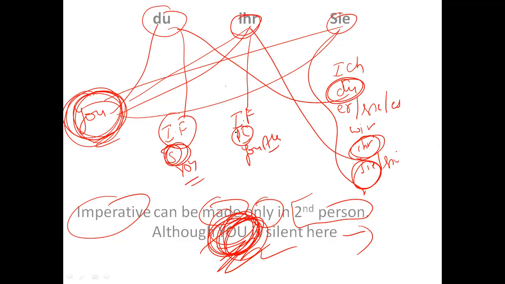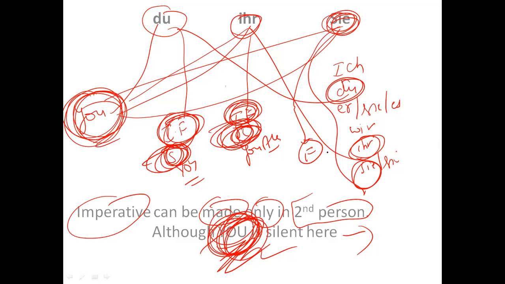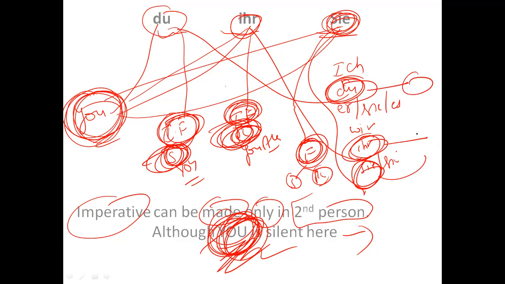This is singular, this is plural. And this Sie is formal. These two were informal. This was singular, this was plural. But this Sie is formal, singular as well as plural, right? So we can make the imperative in these three forms, right? In German, one is du, second is ihr, and third is Sie. The imperative can be made in these three forms.